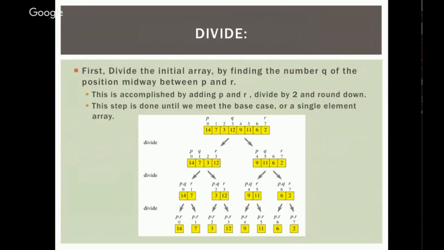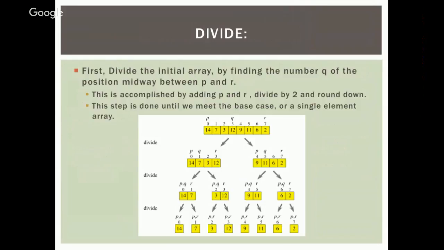Divide. This is our first step. First, we divide the initial array, finding the number Q of the position midway between P and R. Let's say we use an odd number just to make it easier. We have a list of 5 elements. We'll have P be an index, and we'll say it starts with 1, index R would be 5, and 3 would be Q. So the divide step is accomplished by adding P and R and dividing by 2, and we round down. This step is done all the way until we reach the base case, like we talked about in the previous slide, the single element array.